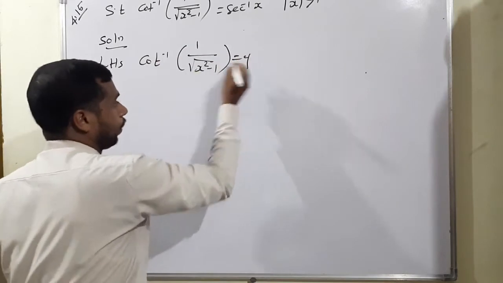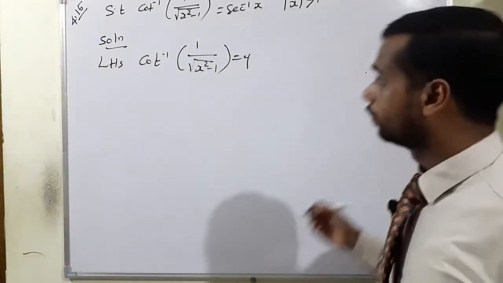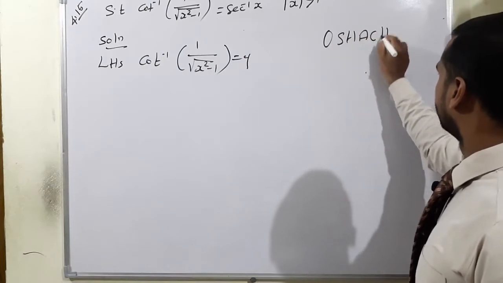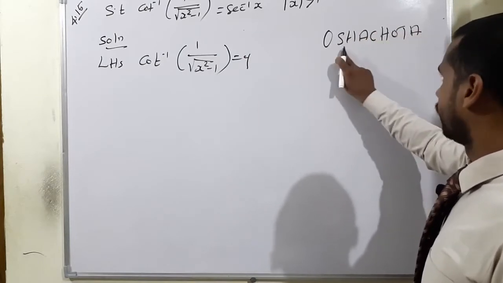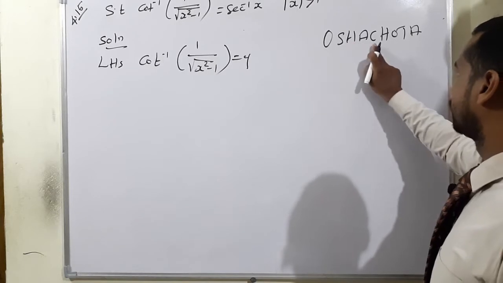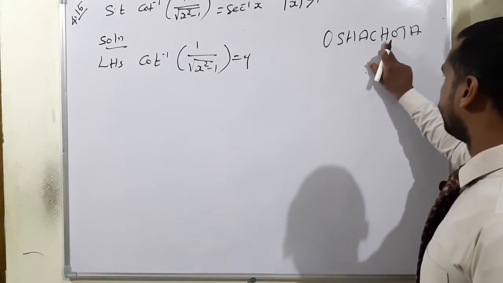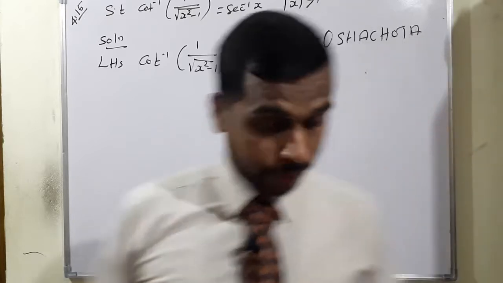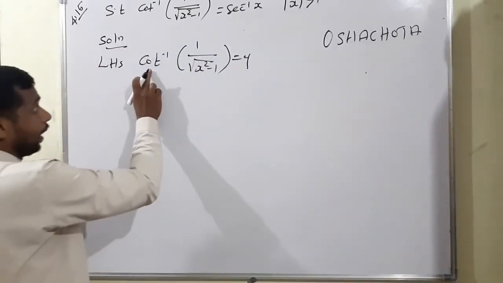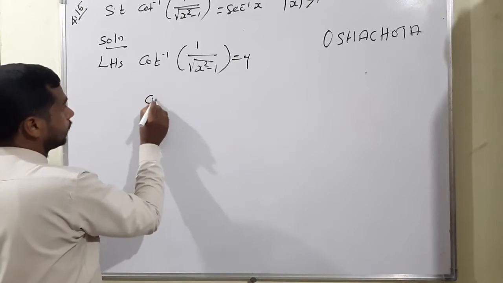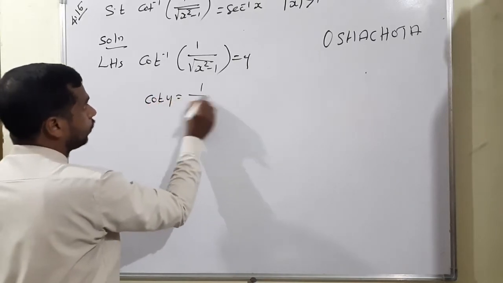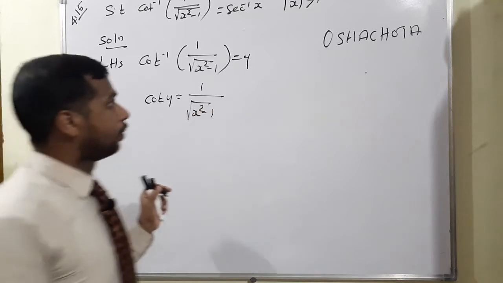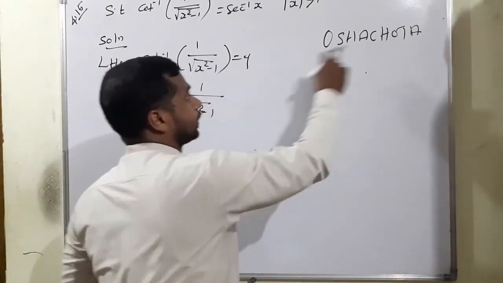This is considered as y. According to the OSA CHOTA rule, sin theta means opposite divided by hypotenuse, cos theta means adjacent divided by hypotenuse, and tan theta means opposite divided by adjacent. Now cot y is equal to 1 by square root of x square minus 1. Cot theta means the reciprocal of tan.